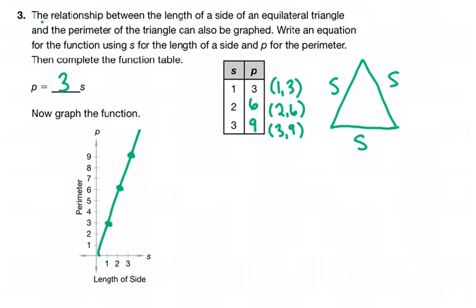And can I go smaller than 0 with a side length? No, I can't. You're not going to have a negative side length. But we can go bigger than 3, can't we? Yes, we can. We can go a lot bigger. So we're going to have a ray again for this one.